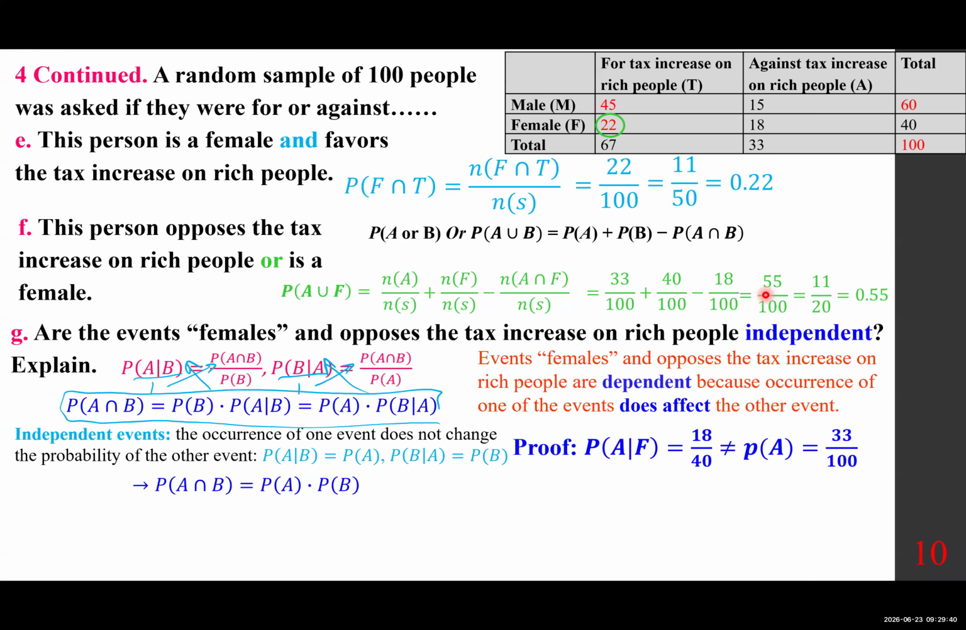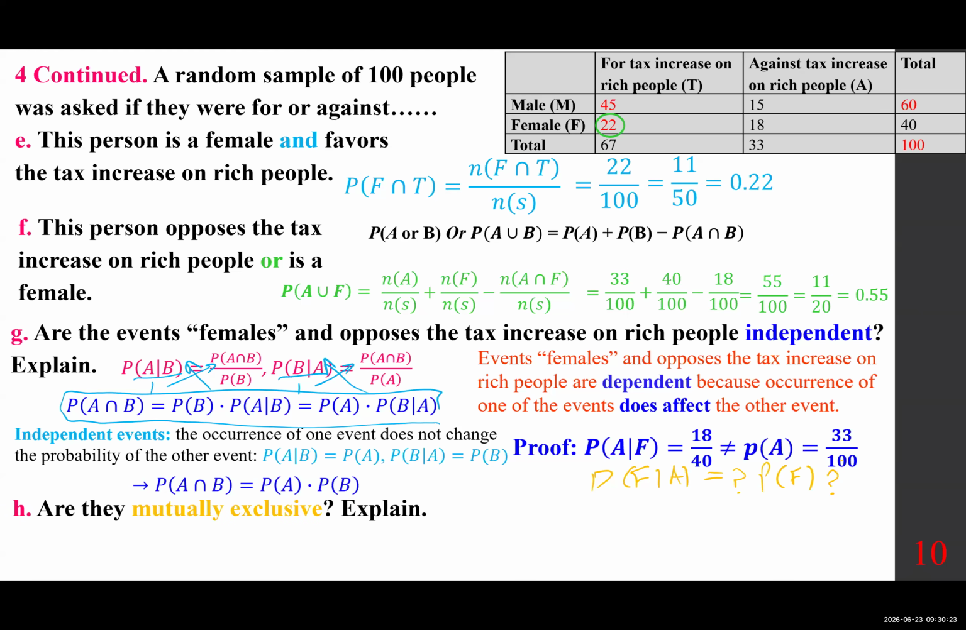Please understand, A given F. So look at the F, the total size goes down here. And out of those 40, what is A? 18. Is that equal to P of A? P of A is the total size A, 33, over total size 100. Are they equal? No. That is the proof numerically. And you can also look at probability of F given A. I'm going to leave it for you to check that. That's another way of doing that.